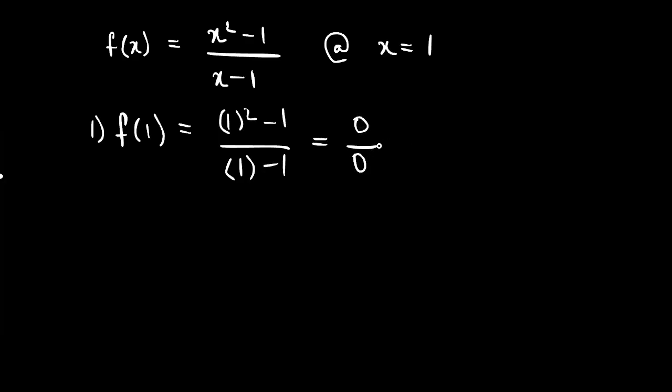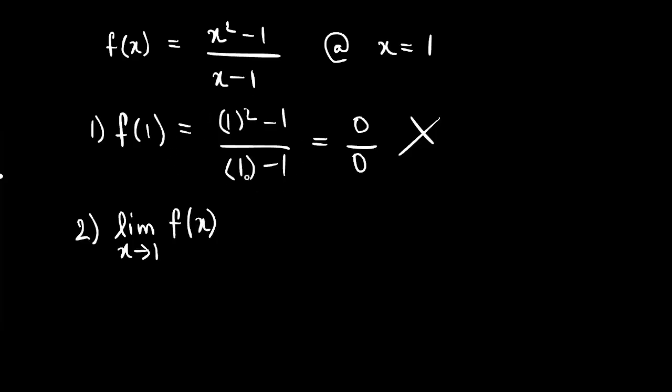So this is undefined. We actually have failed the very first criteria itself, which means we can just say that it's non-continuous. But let's just continue on with the rest of our tests here. So what about the second one? Does the limit as x approaches 1 of our function f of x exist?